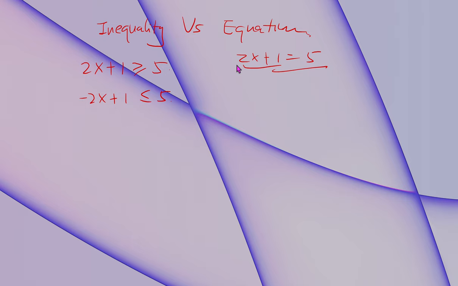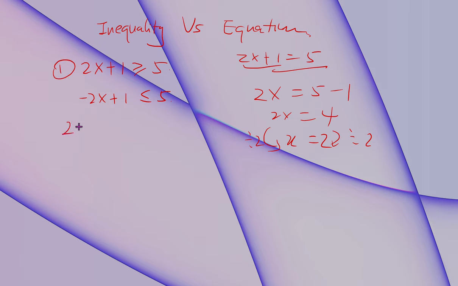How do you solve an equation? I think it's pretty easy. Move the plus 1 over. Divide by 2 on both sides. You will get x equal to 2. No problem with this. But for inequality, let's do the first one first.